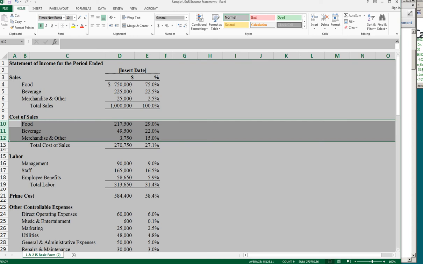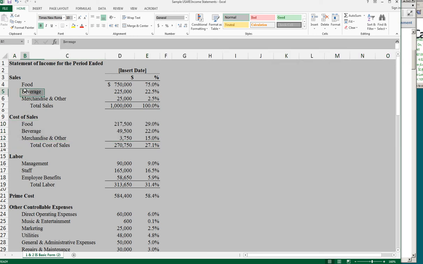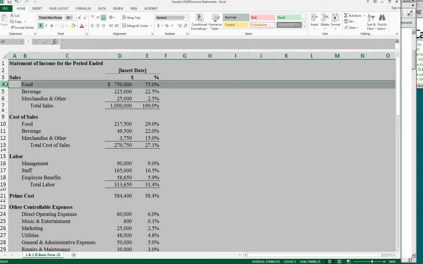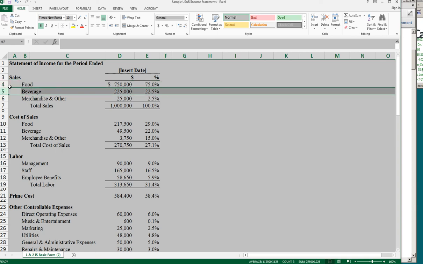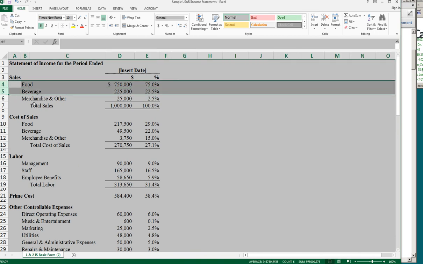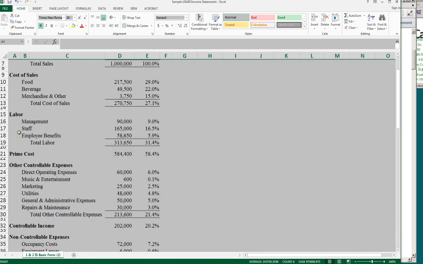Okay, so you'll also notice that I mentioned that beverage is usually alcoholic beverages. In general, non-alcoholic beverages like sodas, juices, milk, coffees are rolled up into the food cost line. So this beverage line is usually reserved for alcoholic beverages like wine, spirits, and beer. Okay, so there you go, merchandise and other.